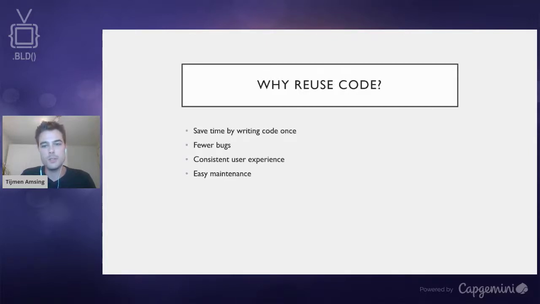With code reuse, you can also have fewer bugs in your code because the reused functionality has been tested before. And if there is a bug, it will be better traceable because you don't have different implementations all over. You can also have a more consistent user experience due to the reused UI components that you have. And you can also simplify maintenance, and making changes will be much easier because you only have to do it in one place as well.